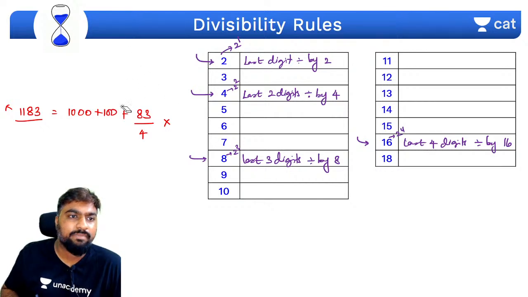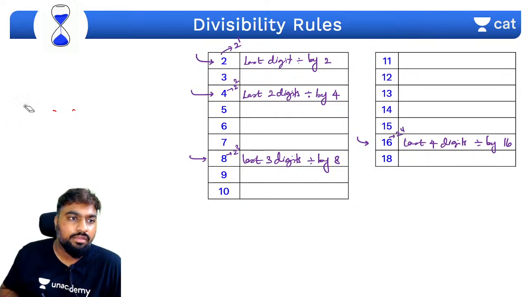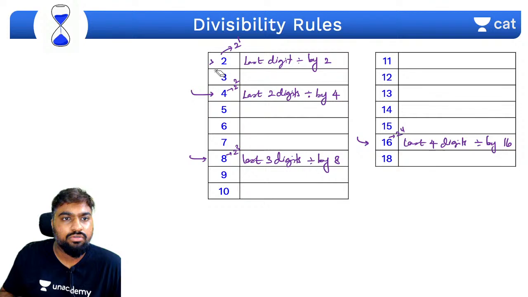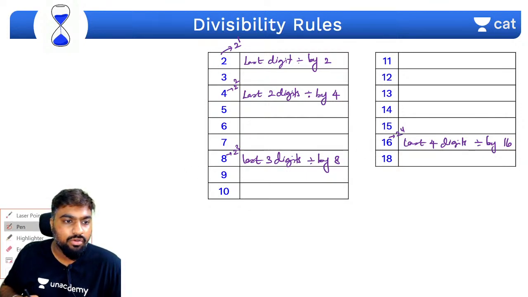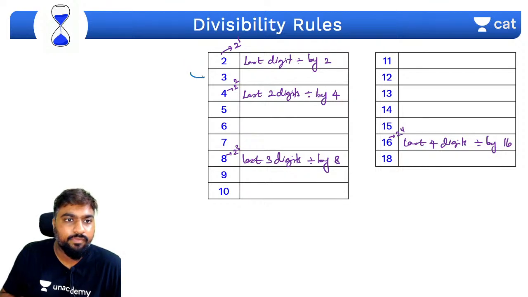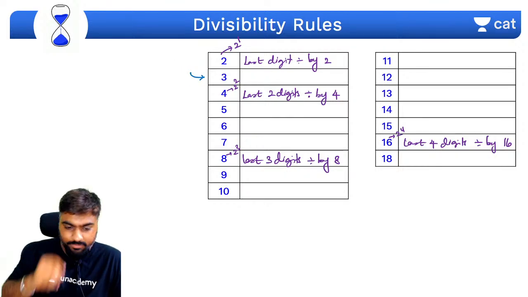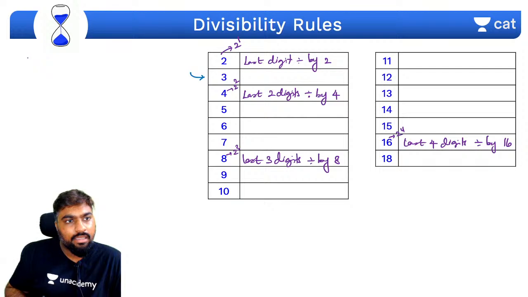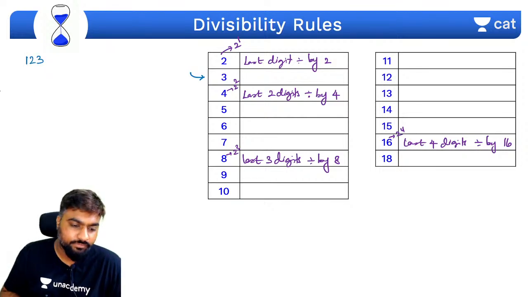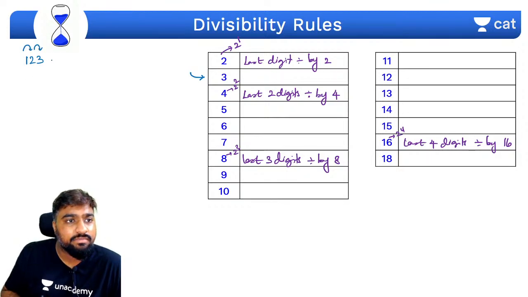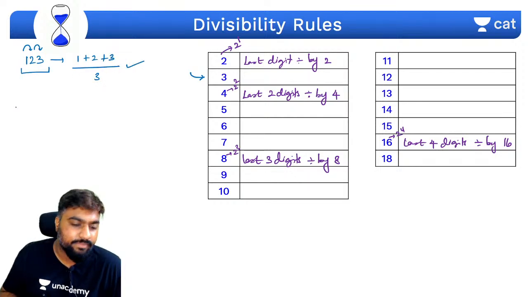Now let's go to the next prime number, that is 3. The rule with 3 is very simple. What's the rule with 3? You go for the digital sum. Yes, you go for what? The digital sum. So with 3, if you take any number, let's say 123. Yes, 123. If you add these digits and if the sum is divisible by 3, that is 1 plus 2 plus 3, if this is divisible by 3, then 123 is divisible by 3.